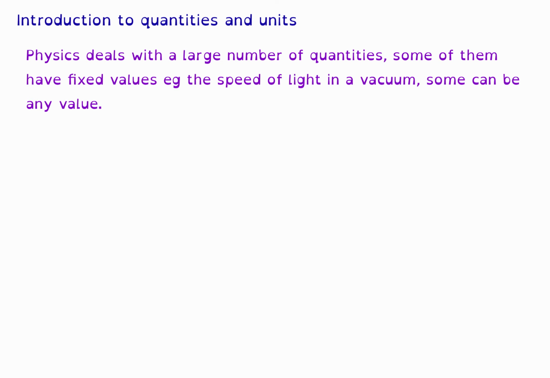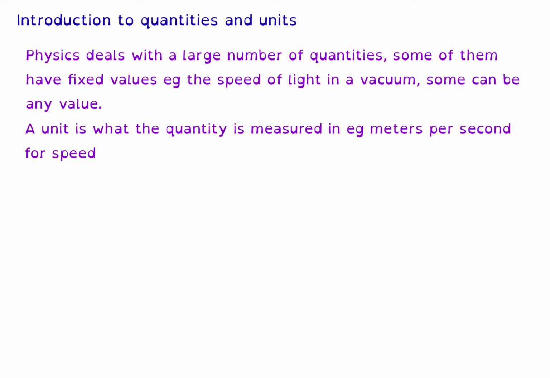Physics deals with a large number of quantities. Some of them have fixed values, for example the speed of light in a vacuum, and some can be any value, for example the temperature in a room. A unit is what the quantity is measured in, so meters per second for speed.